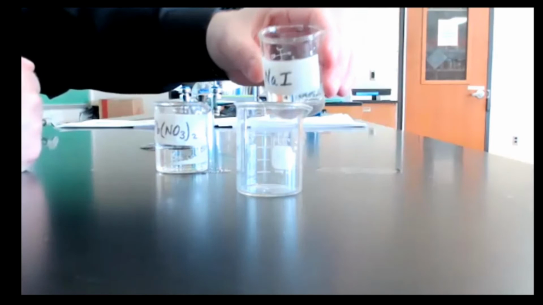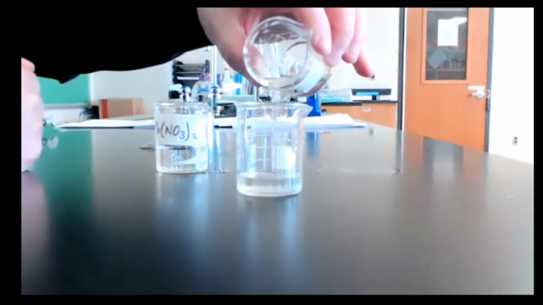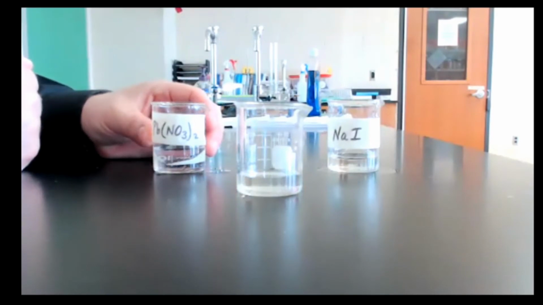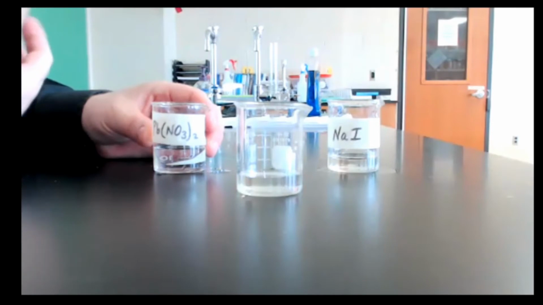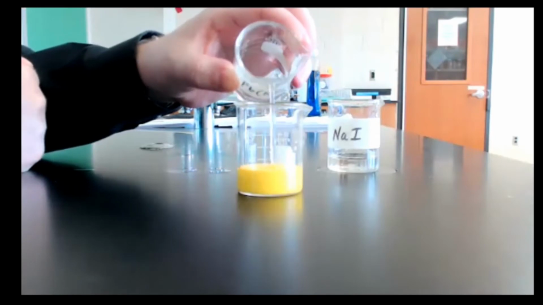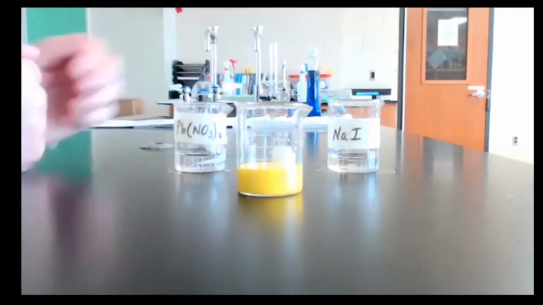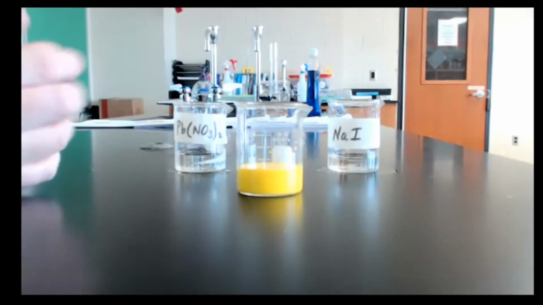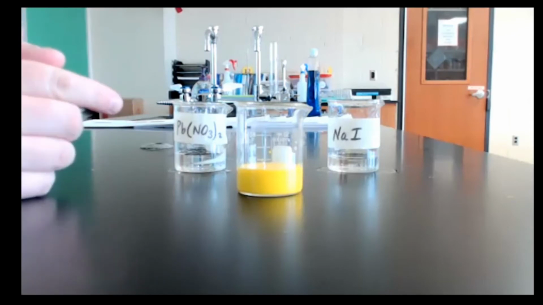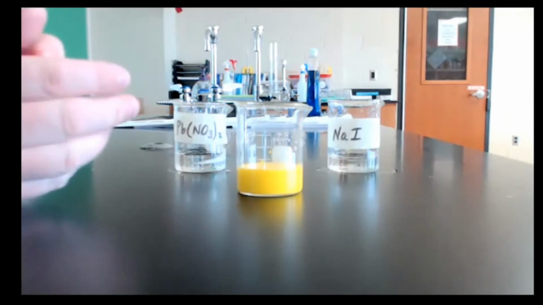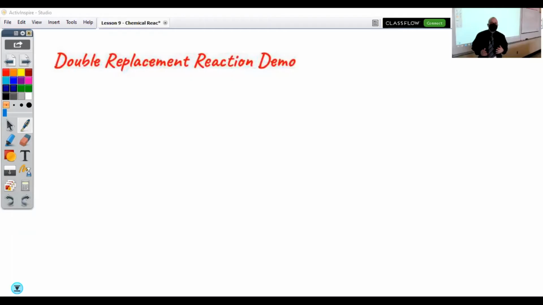I'm going to begin by pouring in some sodium iodide. Now I'm going to add some lead 2 nitrate. This reaction forms a precipitate, a solid. Once I add the lead 2 nitrate, you'll notice that the solution immediately turns this yellow gold color and a solid forms. Over time, that solid will settle on the bottom of this beaker and the top will clear up once again. Now let's take a look at the equation for this demonstration.